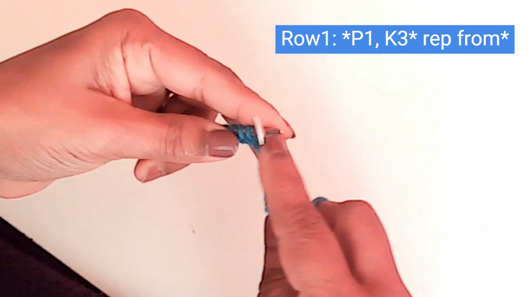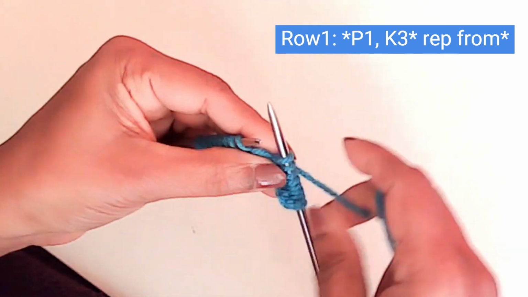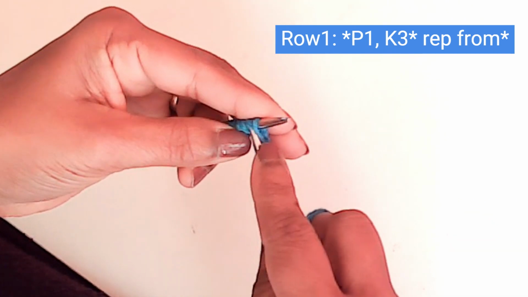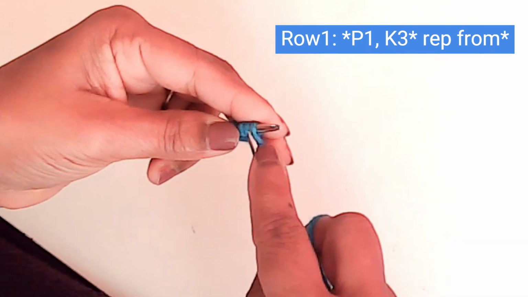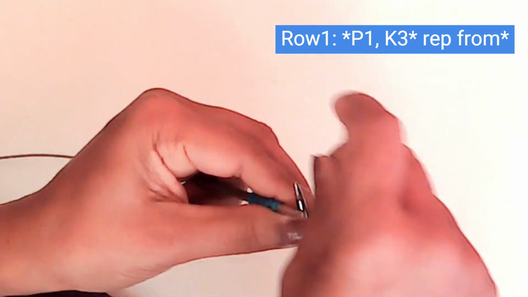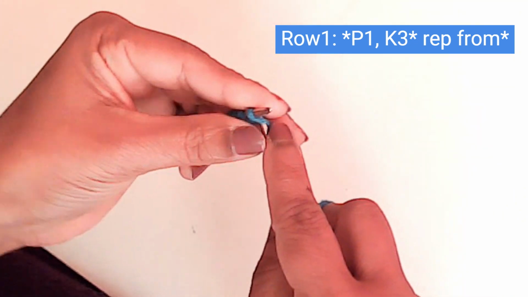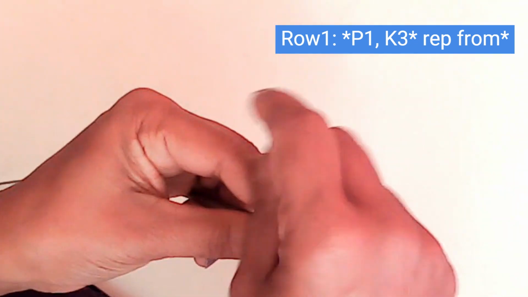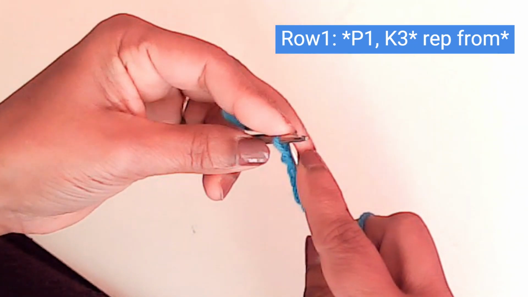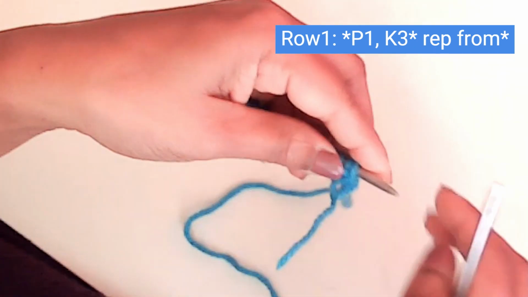1 knit, 2 knit and 3 knit, and purl again and 3 knit, 1 knit, 2 knit and 3 knit, and again repeat. 1 purl and 3 knit, 1 knit, 2 knit, 3 knit, and my edge stitch I purl. Okay, and this is my second row.